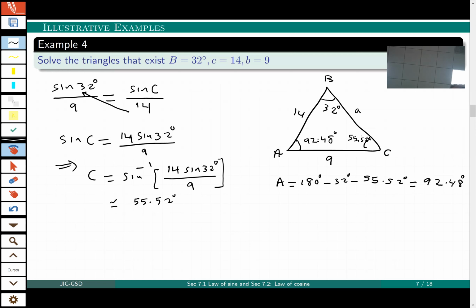So the side A will be: A over sine 92.48 equals 9 over sine 32. So that will give me A is equal to 9 multiplied by sine 92.48 degrees over sine 32 degrees. Now, I have 9, I have 14, so I finished. That's all we need to do.